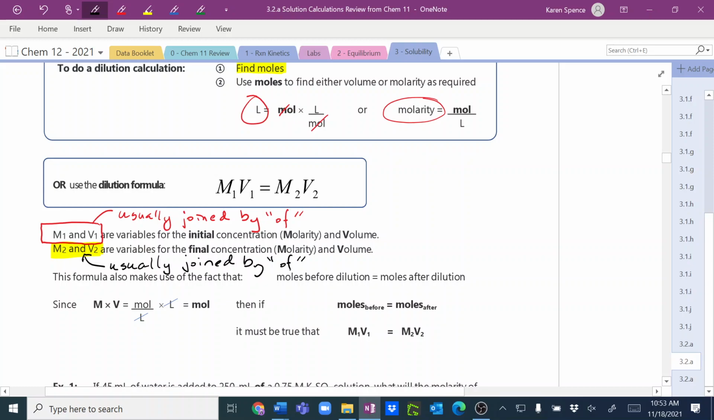If you care why this formula works, pay attention for the next couple minutes. If you don't care why the formula works, close your eyes and have a little rest, okay? Because the formula will work whether you understand why it works or not, okay?